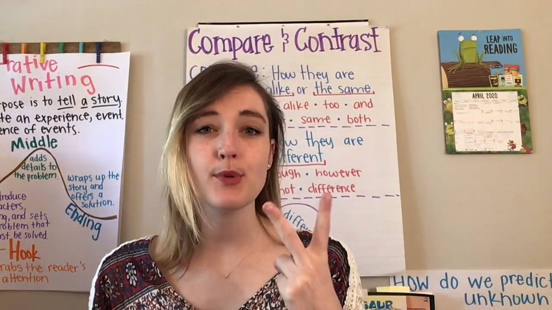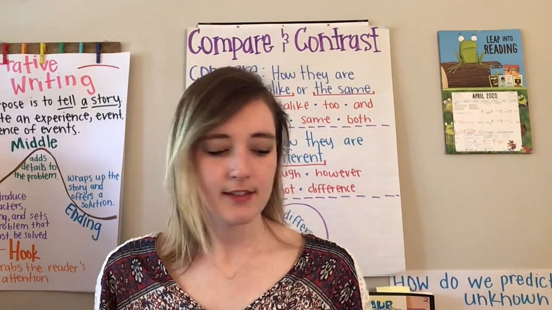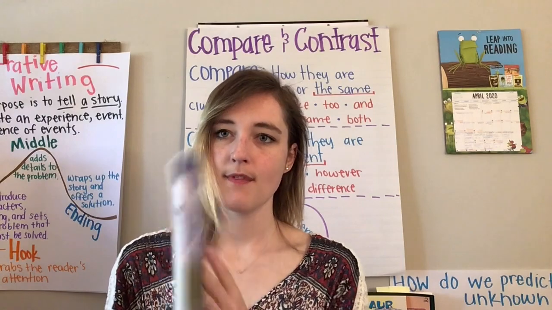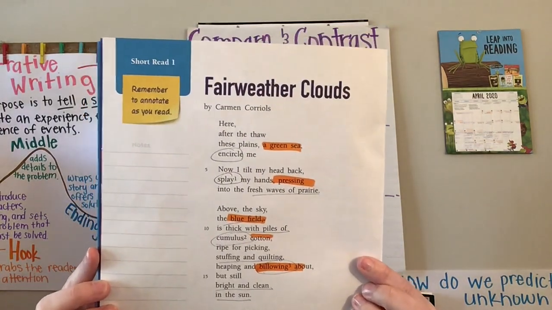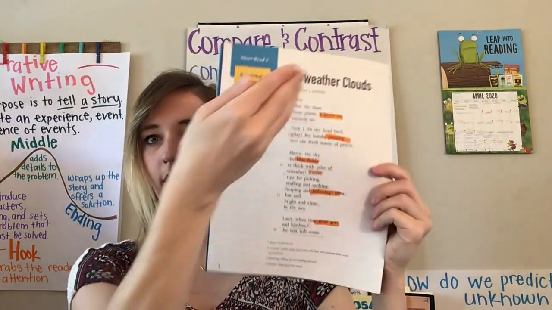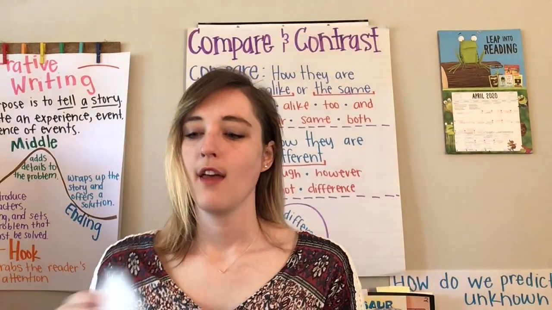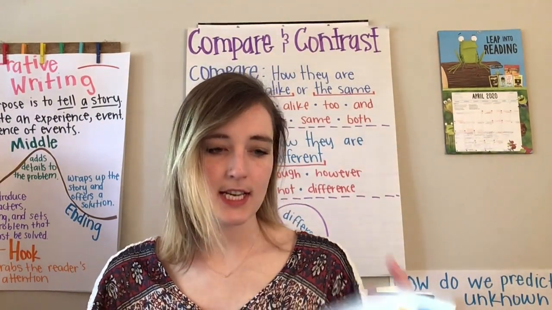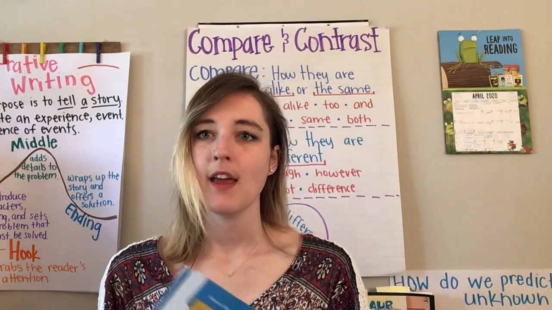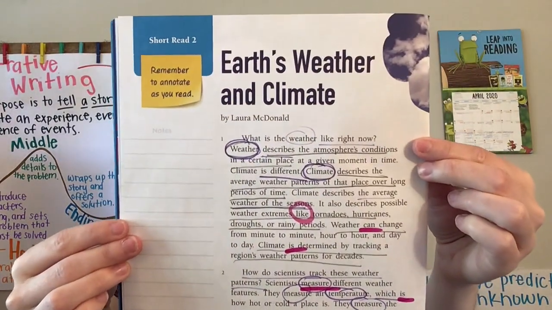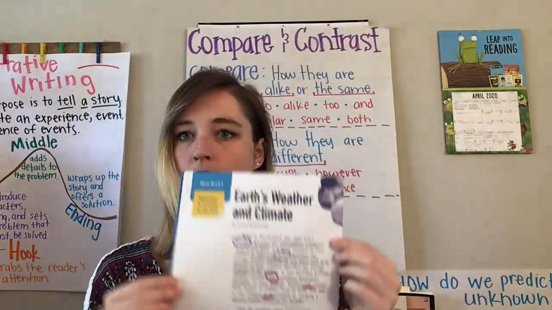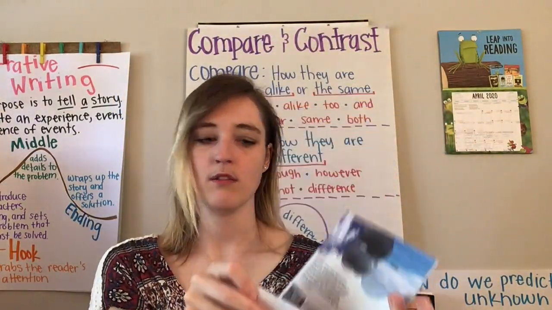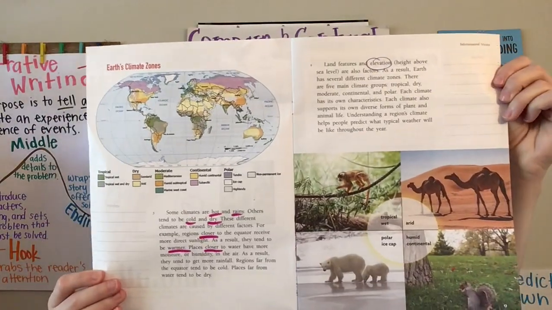Okay, so for the past couple of days, we've been looking very closely at two different texts. The first text is on page 4, and it is called Fair Weather Clouds. This is the text. The other text that we've been looking at is on pages 6 through 8, and it is called Earth's Weather and Climate. This is the text, and it continues on and goes to here.